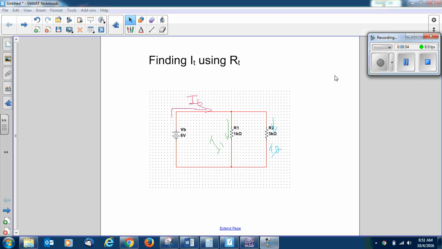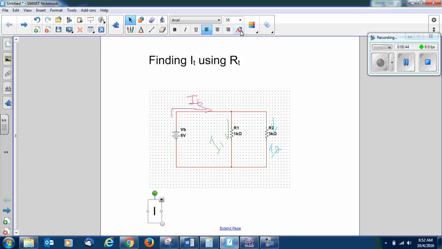Hello all, I want to show you how to find I total using R total in parallel problems. So remember the circuit diagram, you guys saw it during one of our Kahoots, and I want to show you how to find I total not by using Kirchhoff's current law, but by using Ohm's law. And we're going to do it exactly the same way we did this in a series circuit. The total current in our circuit is just going to be the voltage of the battery over R total. So let me type up this formula.